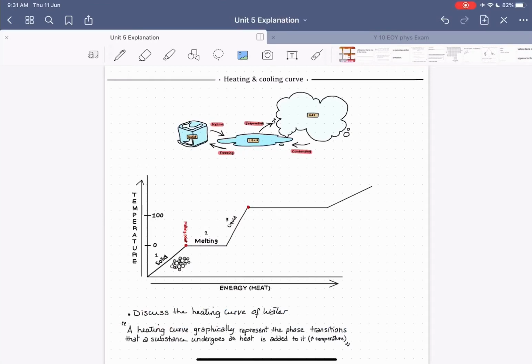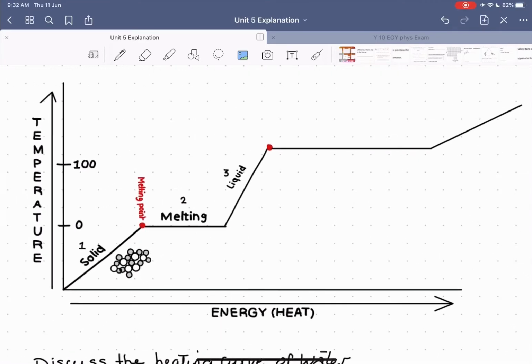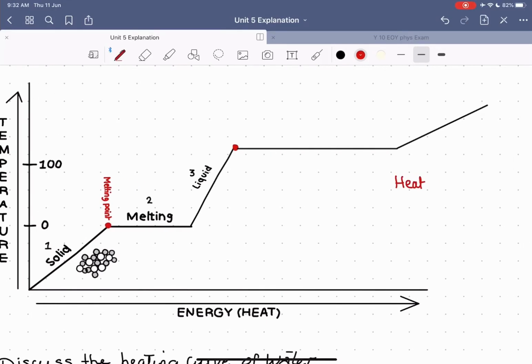What is a heating curve of water? It's a curve that graphically represents the phase transitions that a substance undergoes as heat is added to it. So as we increase the heating energy, how is the temperature affected? Starting from the very basic stuff that we already know, when we heat a system, we're increasing the temperature of the system.